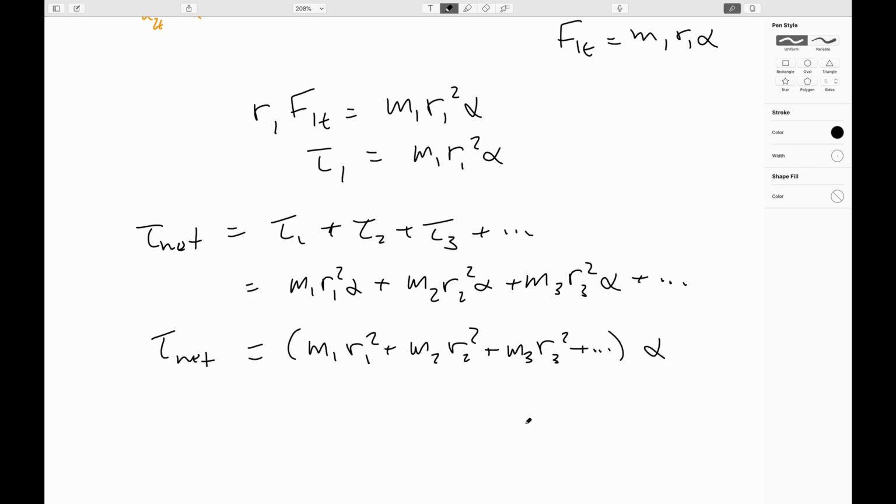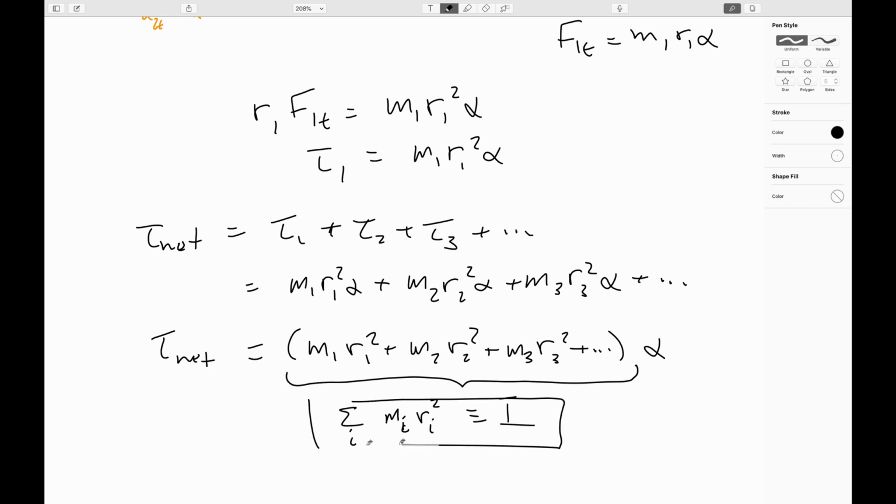And so we will define this quantity here in the parentheses. This is going to get its own special name. It's going to be called the moment of inertia of the object about the rotation axis. And what you do is you sum up over all of your particles. So the sum over i of m_i r_i squared. And this actually defines our moment of inertia.